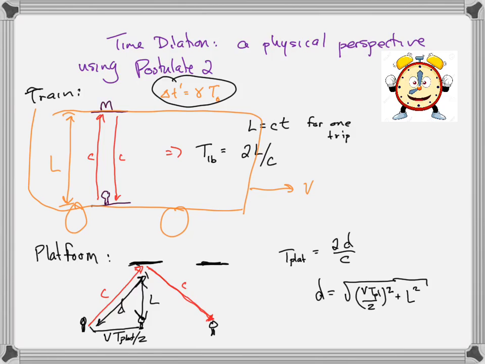Okay, so we can go ahead now and plug this D into T platform. What you end up getting is T platform equals 2 over C times the square root, and I won't bother writing what's under the square root. I'm going to square both sides and multiply both sides by C squared. Then what I want to do is go ahead and solve for T platform.